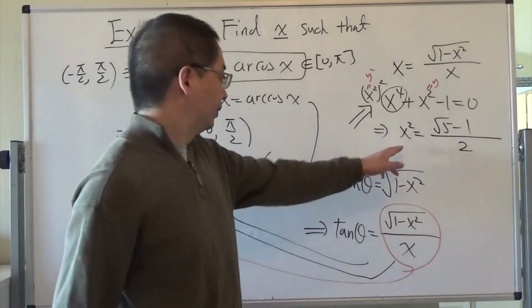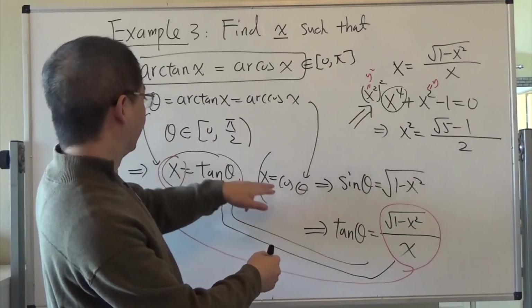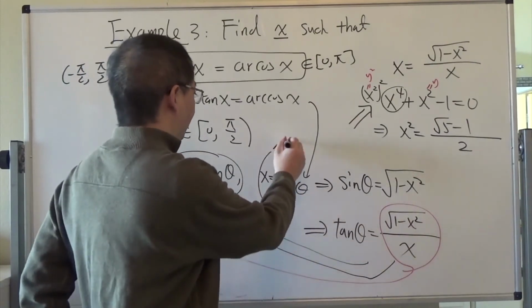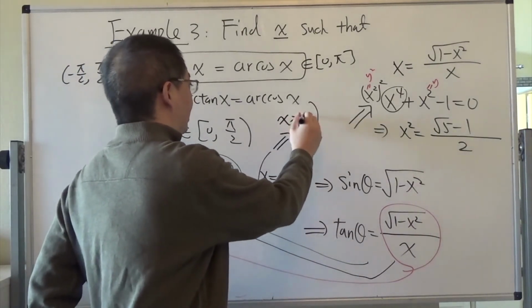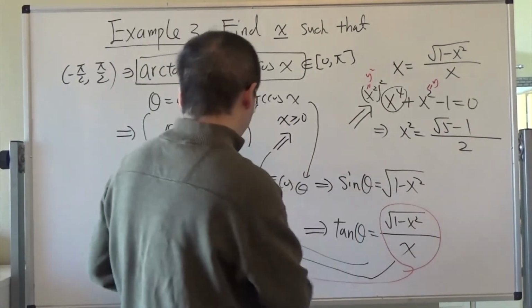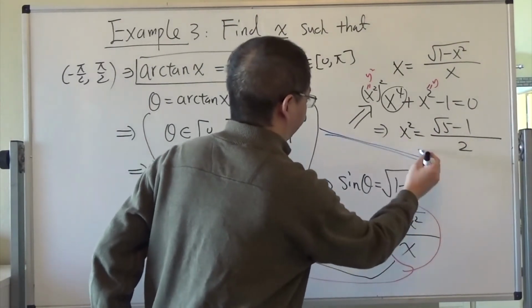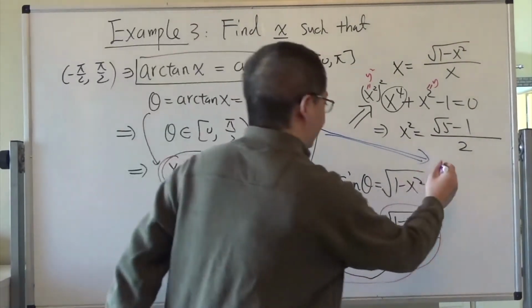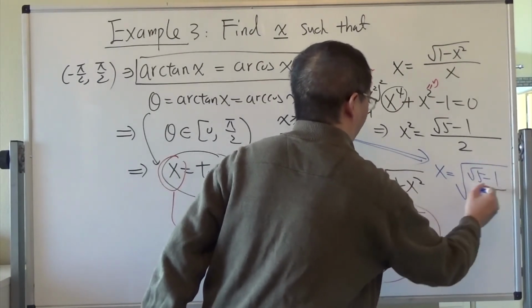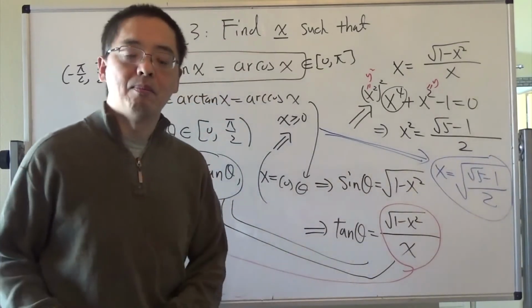Now also I know theta is between 0 and pi over 2. X is cosine theta, so from here I get that x is non-negative. That's due to the range of theta. So combining all those things together, I deduce the value of x shall be the square root of (square root of 5 minus 1 over 2). We should choose the positive one.